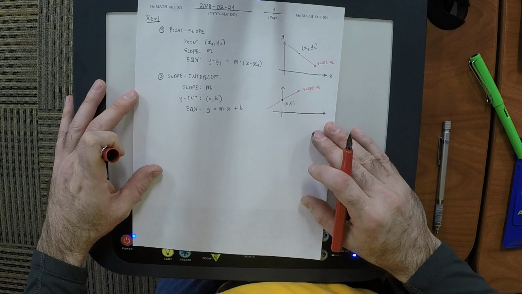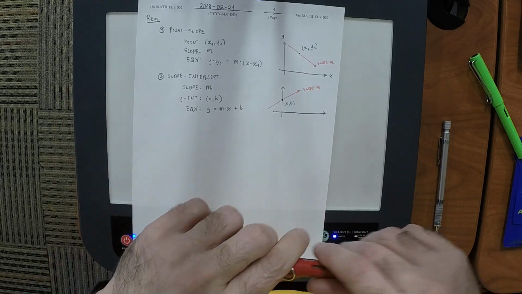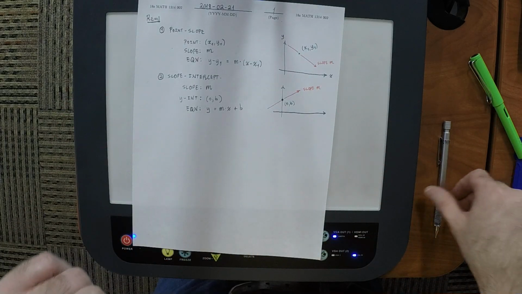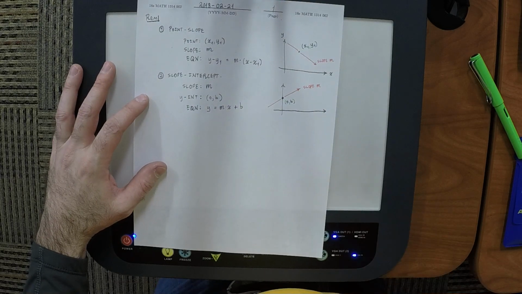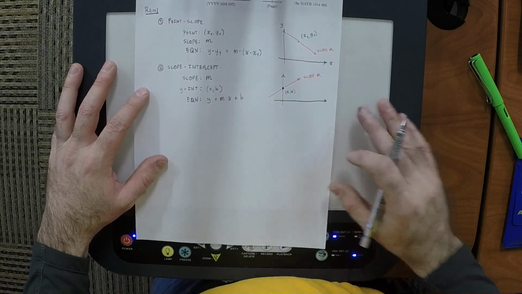Okay. Any question about that? Yes? Would you show another example of point slope? Yeah, we're gonna do one right now.